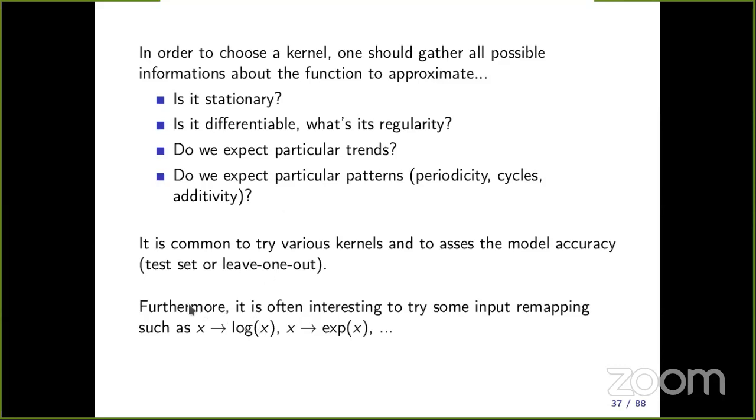And the thing that is also very good is to try some input or output remapping, so to try to change the variable like that. This can help to make the process more stationary when it is not. So that's another way to make the model more informative, to make the assumptions we make better fitted to the data. Sometimes it's just to modify the data a bit in order to match our assumptions.